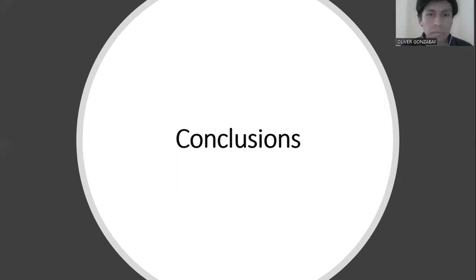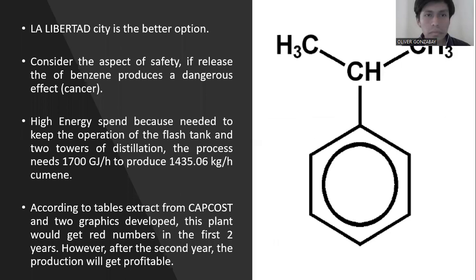Well, in conclusion, La Libertad City is the best option to develop this project because there is the oil refinery in La Libertad that produces excellent benzene and propylene to be involved in the reaction for the synthesis of Cumene. You also need to consider the aspect of safety because many chemicals present in the synthesis of Cumene are toxic, especially benzene, which produces cancer.